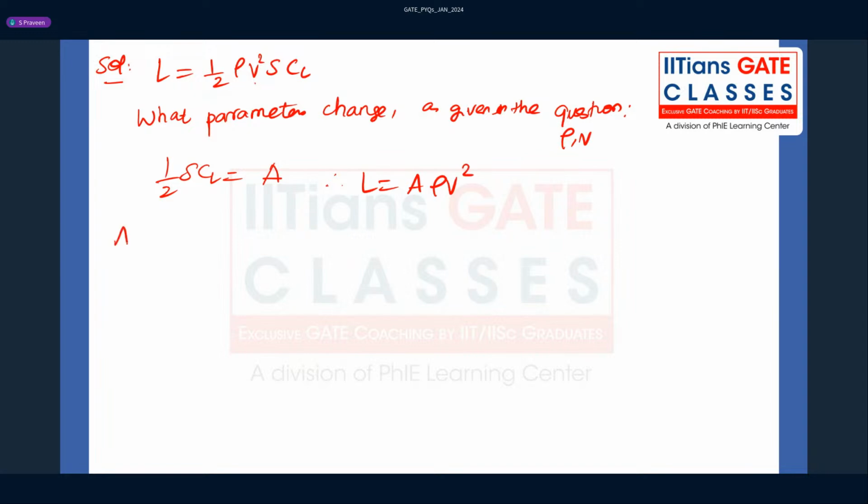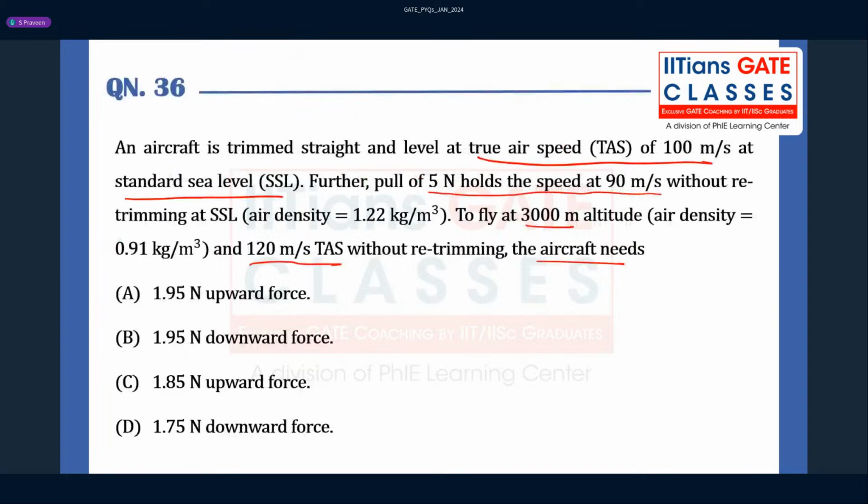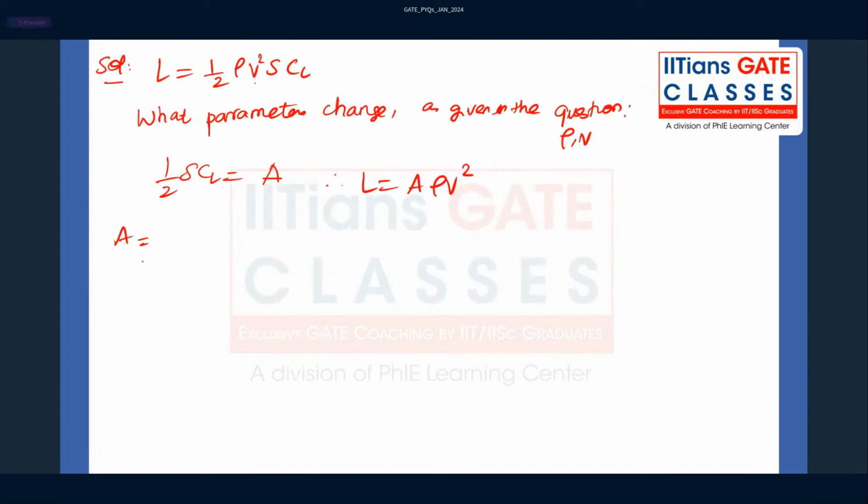First determine the A value. Is everything given in here? No, right? Nothing is given, so let's keep that A as such. A is half S CL. Now L is equal to, without any upward force, A times rho V square. This is without upward pull.